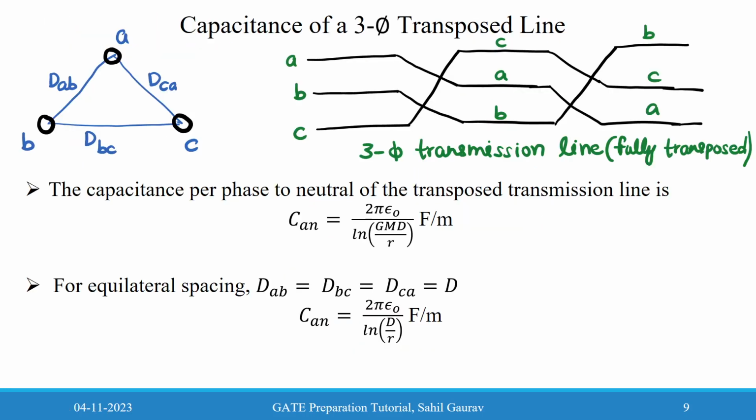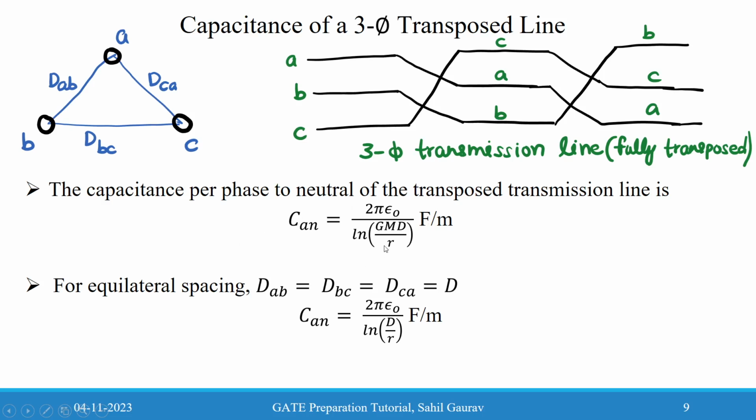Now we will see the capacitance of a three phase line. If these are unsymmetrical spacing, then for balancing the system we do the transposition of the transmission line, and transposition leads to equal capacitance in each phase. Therefore, by deriving this expression, you will get an expression similar to the previous one for the single phase line. The capacitance per phase to neutral of the transposed transmission line is given like this.